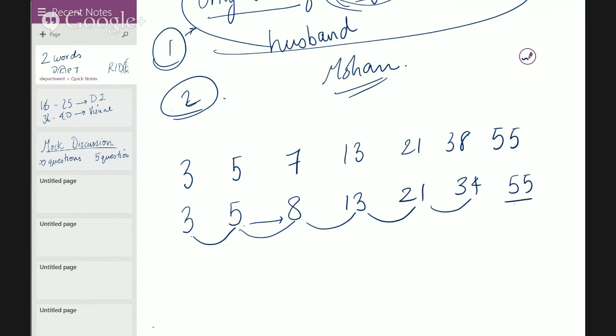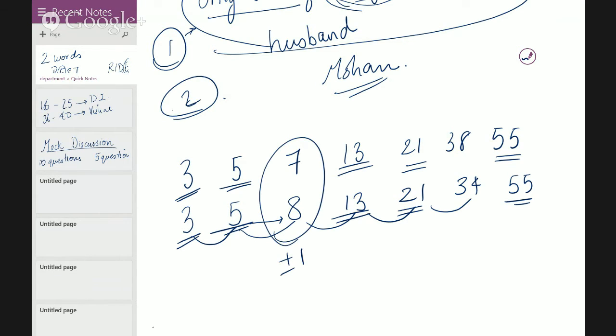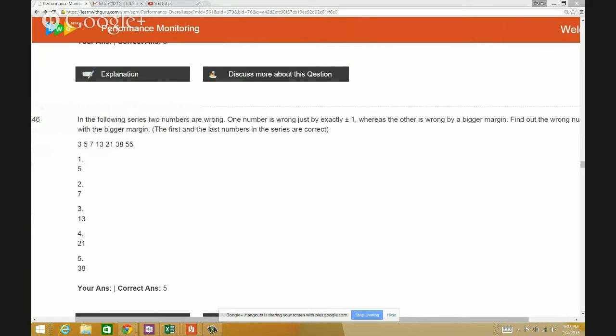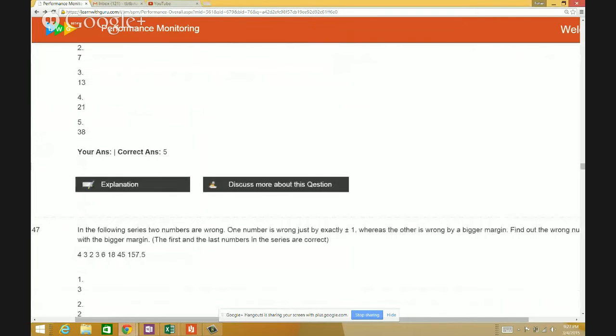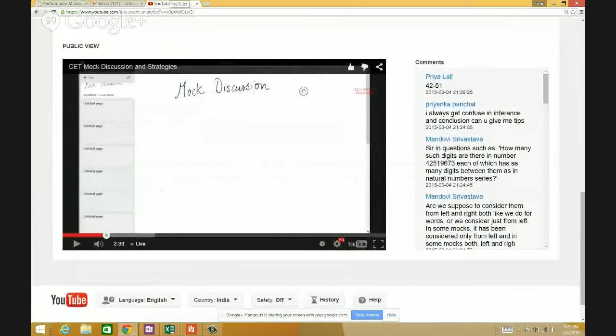Now, if you notice carefully, these numbers are right in place. They don't change, they're not fluctuating. There are two numbers that are wrong. One is wrong by plus or minus one, which means the range should be only one less or one more. But this one is not in place by a higher margin, because it should have been 34 but it's 38. So the huge margin mismatch. The answer is definitely 38. That suits. Let's go ahead.